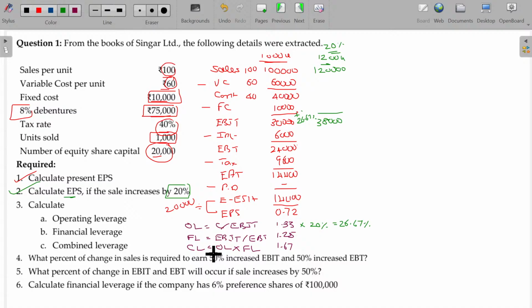What about the financial leverage, sir? This is with respect to the EBIT. EBIT change and this one. What is the EBIT change? The EBIT change being 26.67, we already found out here. So 26.66667. Better you use the calculator with 4 or 5 digits extra to get the correct answer, into 1.25. Then this will be 33.